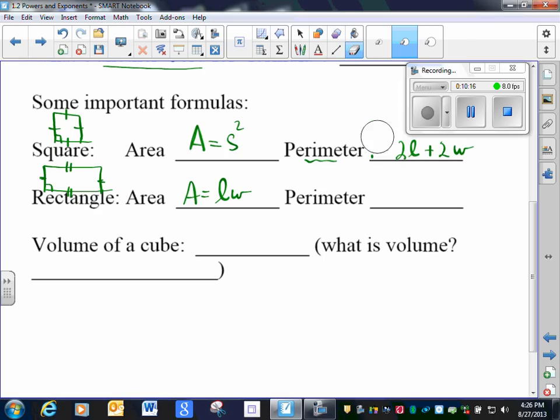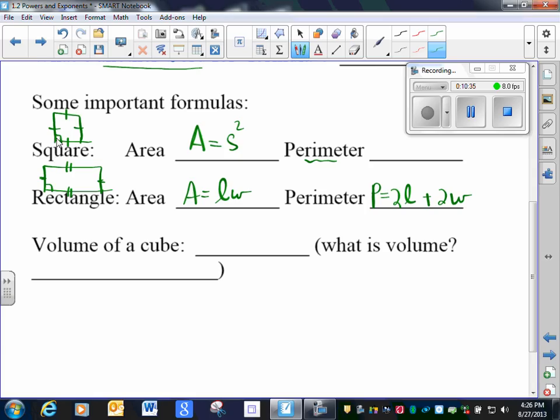Erase. Sorry, I gave you the perimeter for a rectangle in a square. Perimeter of the rectangle, 2 lengths plus 2 widths. So stop for a minute if you need to erase the perimeter of the square. I'm going to go back and fix that right now.